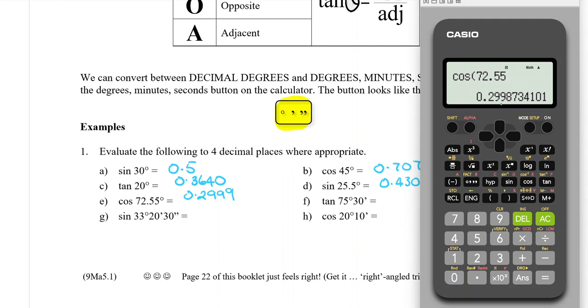Okay, for these last 3, we have a degree symbol, then a minute symbol. You've got to use that bubble button. So to type in F, we press 10, 75, press the bubble button, and then 30, press the bubble button again. Now it uses the same symbol, both look like degree symbols, but it does mean that one's in degrees and that one's in minutes. Okay, that's it. Press equals. 4 decimal places is 8667, and the 1 rounds down, which takes everything else off. So 3.8667.